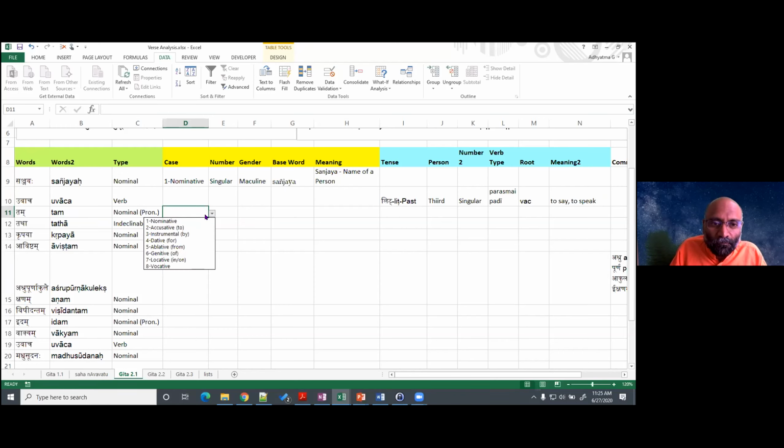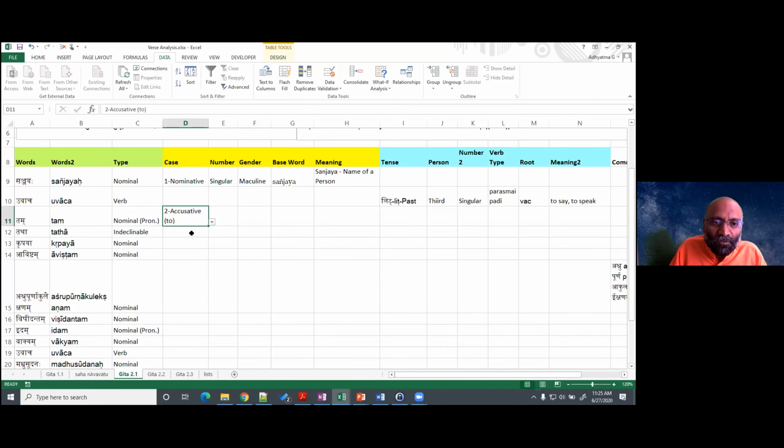Tam is the accusative case. It's a pronoun in the accusative case, the second case we say. It has the meaning of, in the sense of, "to".